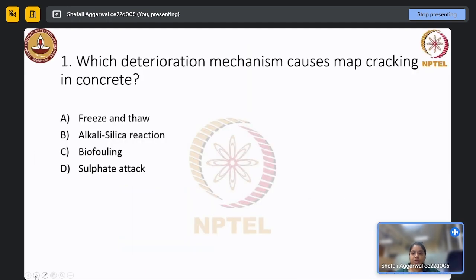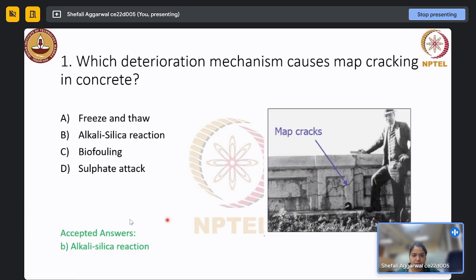So our first question is, which deterioration mechanism causes map cracking in concrete? Freeze and thaw, alkali silica reaction, biofouling, or sulfate attack? Any guesses? You guys have studied about map cracks. Alkali silica reaction.